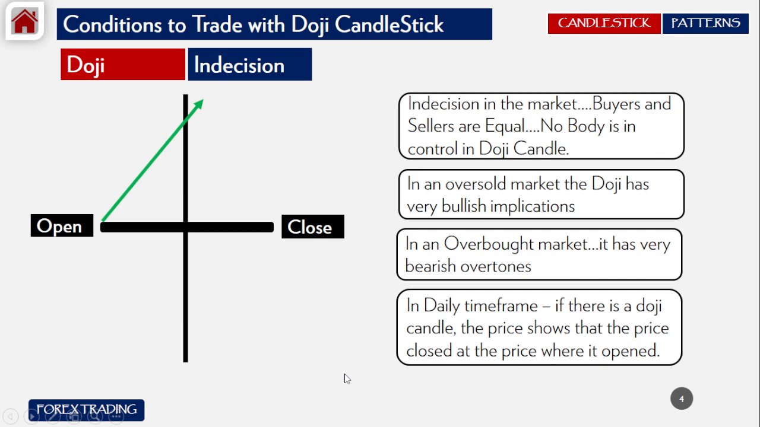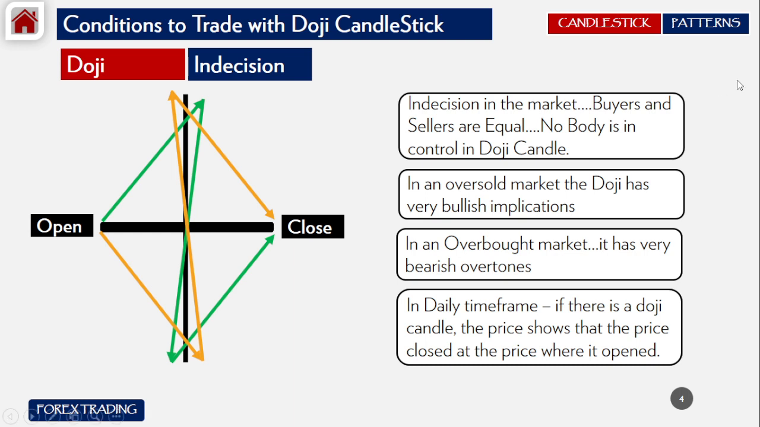So now let's look at its price movement. If the price moves up and then from there goes downward and closes at the same level at which the price had opened. But if the price goes downward first, then goes up and then goes back to the level where it had initially opened. So you see in a Doji candle there is indecision in the market and the price closes at the same level where it opened.